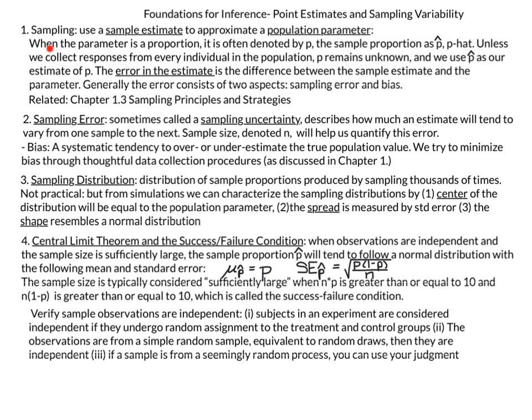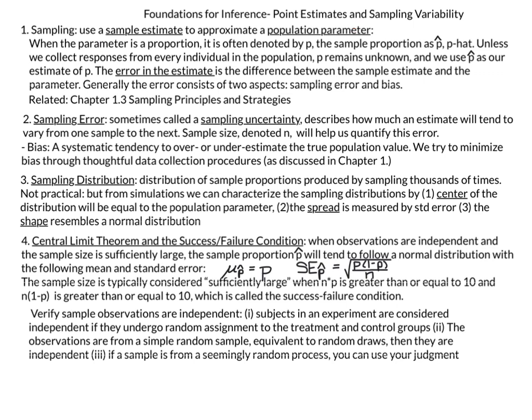We start by talking about sampling, and at this point we assume that the sampling has been done. So the related chapter, chapter 1.3, Sampling Principles and Strategies, was talking about how to conduct a survey and how to choose your sample. Once that is done, we come to this chapter where we're going to use the sample estimate to approximate a population parameter.